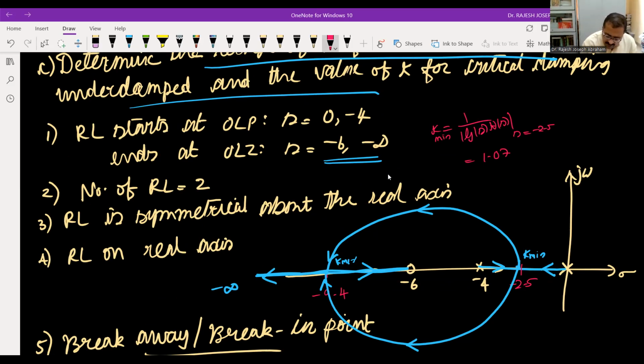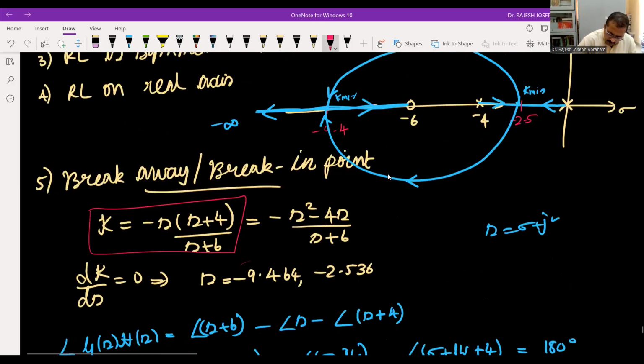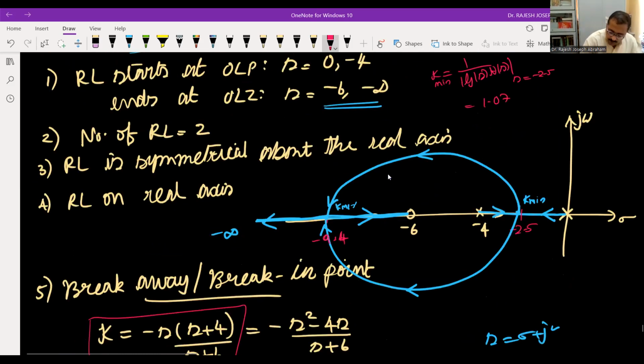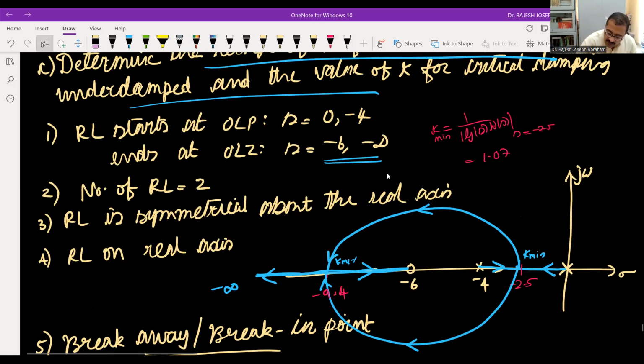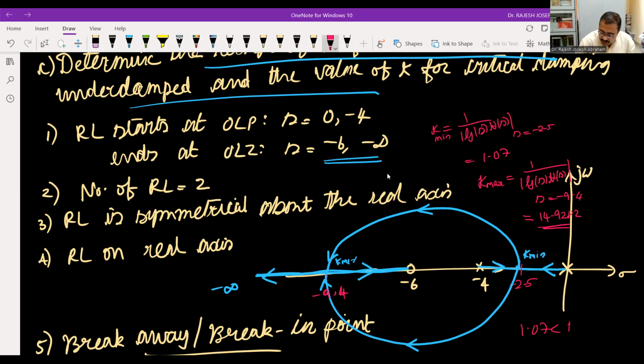Similarly, here it is minus 9.4. Okay. So what is the maximum value? So K max will be 1 divided by mod G(s)H(s) at s is equal to minus 9.4. And that turns out to be 14.928. Okay. So long as your gain K lies between 1.07 to 14.928, the system is underdamped. Okay, underdamped.